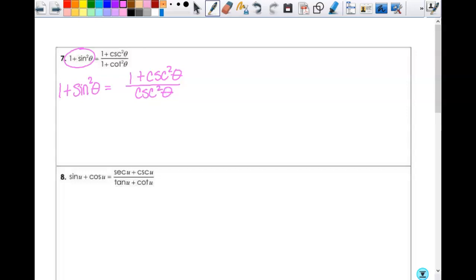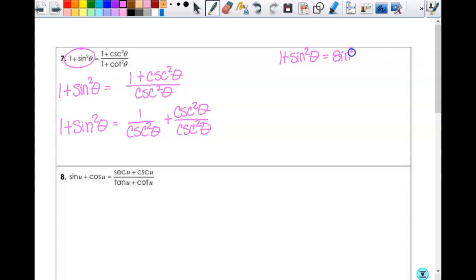Okay, so now that I've gotten this far, I could split them. Yes, so I get 1 plus sine squared theta equals 1 over cosecant squared theta plus cosecant squared theta over cosecant squared theta. Rewrite my left side, 1 plus sine squared theta equals, okay, so what is 1 over cosecant squared? Sine squared. And cosecant over cosecant is 1. Do these look identical? No. So 1 plus sine squared theta equals 1 plus sine squared theta.